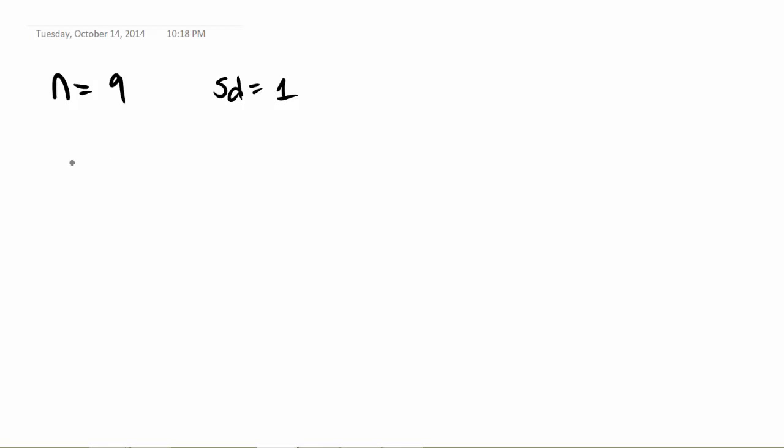And so the paired difference interval would be the average difference plus or minus the appropriate t quantile, the 0.975th t quantile, times the standard deviation, which is 1, divided by the square root of n, which is the square root of 9, which is 3.